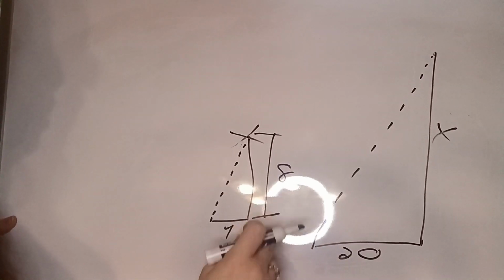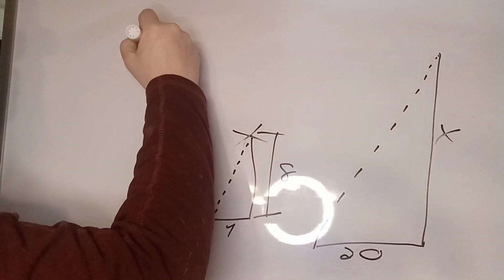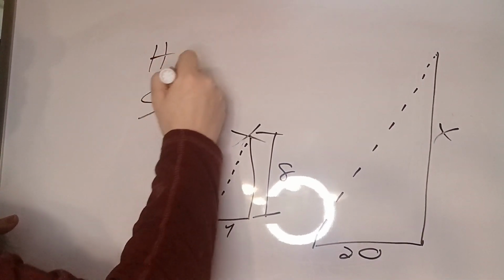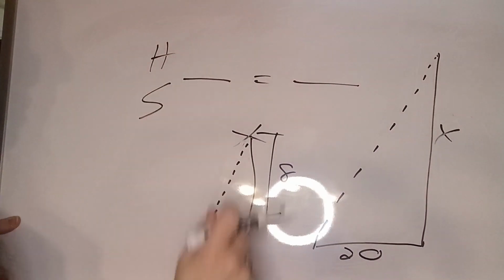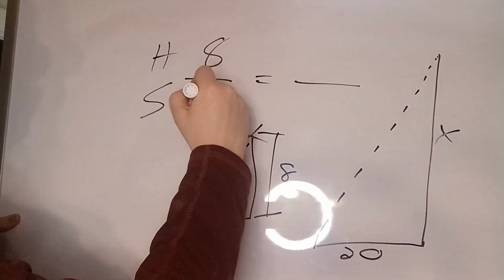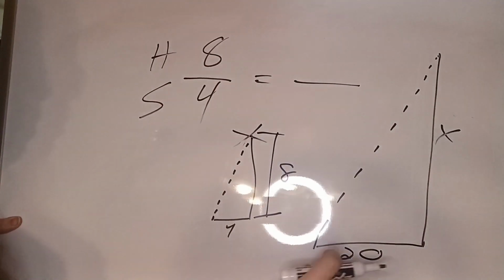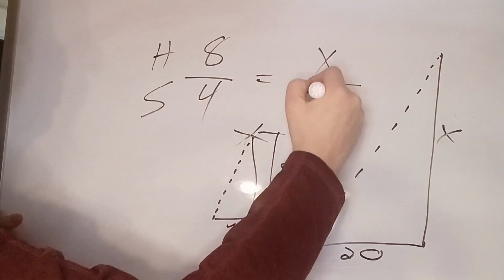So we're working with two quantities here, height and shadow. So let's set up a ratio with them, height and shadow. The height is 8, shadow is 4. These are the ones we know. Height we don't know, shadow is 20.